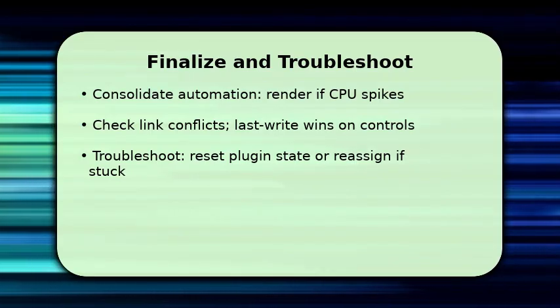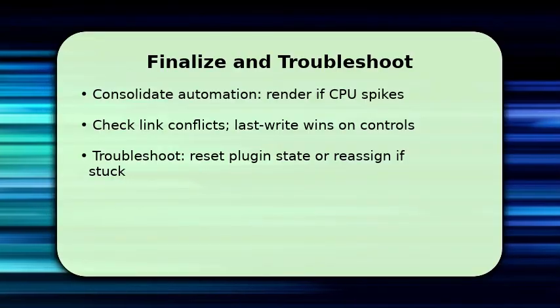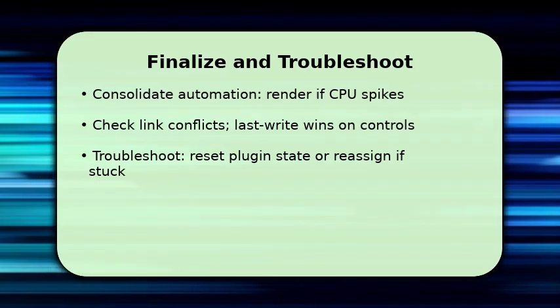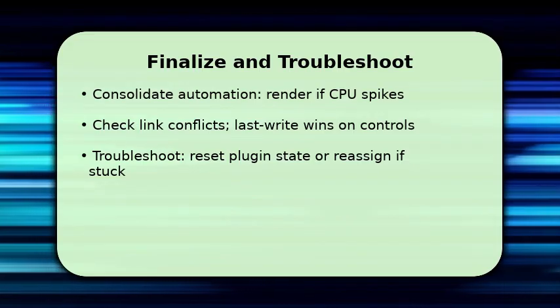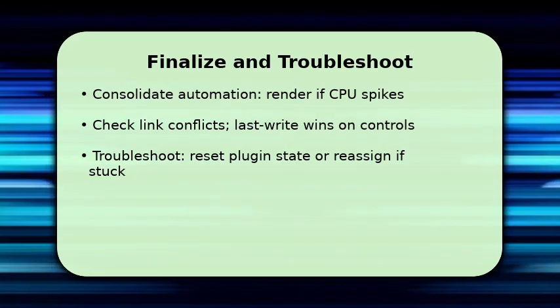If two controllers try to drive one parameter, the last write wins, so verify only intended clips or linked controllers are active. If automation stops responding, reset the plugin state by reloading it or delete and recreate the automation link. One quick troubleshooting tip: solo the affected track and move the original control to confirm whether the envelope or the plugin is causing the issue.